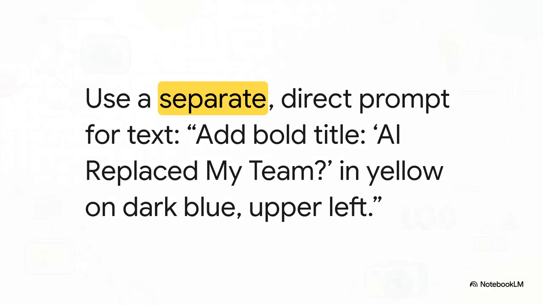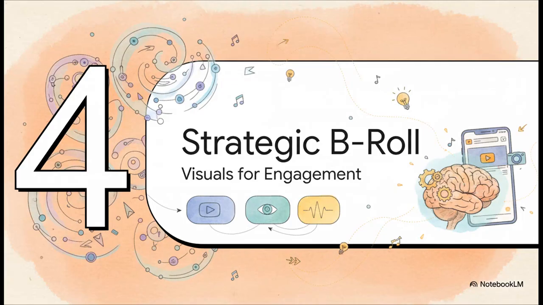So instead of fighting with an image tool to get perfect text, you take that clean image you just made and pop it into DALL-E 3 or Ideogram, and you give it a super direct command, just like this one. It tells it the words, the colors, the placement, everything. It's a 2-step process for a very good reason. It just works.